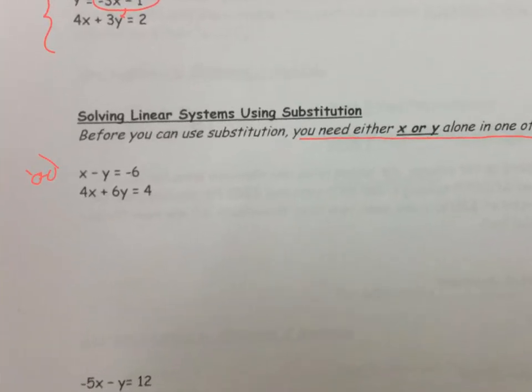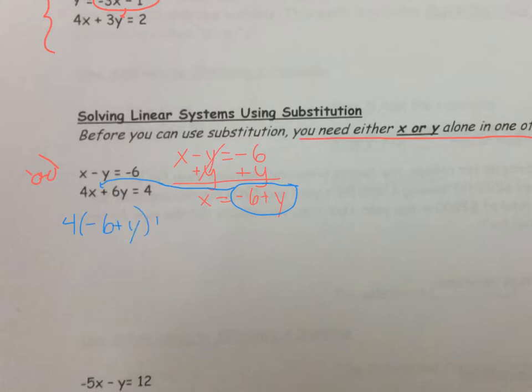I'm going to say, hey, I could isolate the x by adding y. Remember, those two things don't add together. We get x equals -6 plus y. Now I can take that and substitute it in place of the x right there. If I do that, then I've got 4 times (-6 plus y) plus 6y equals 4.